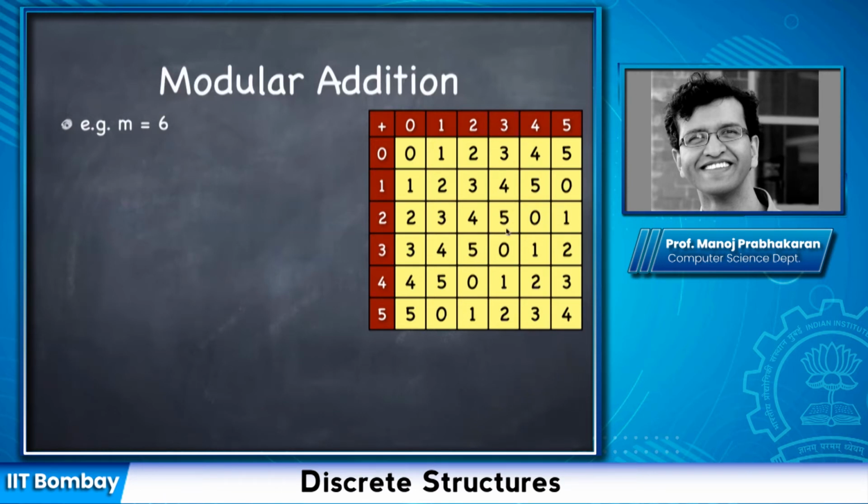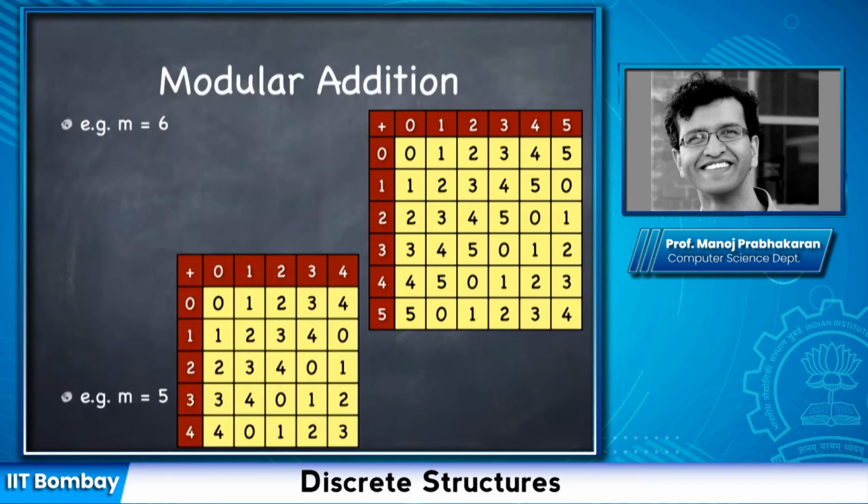Okay, so this just lists for every row i and column j, the modular sum i plus j modulo 6. So if I took 4 and 5, that should be 9, but 9 is the same as 3 modulo 6, right? So I've written 3 here. So this table has entries in the range 0 to 5 as well. Here's another table corresponding to m equal to 5. So this is the modular addition table for the modulus 5.